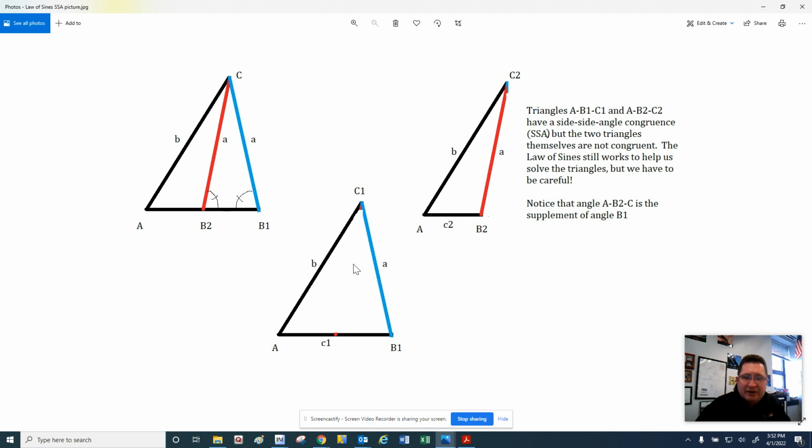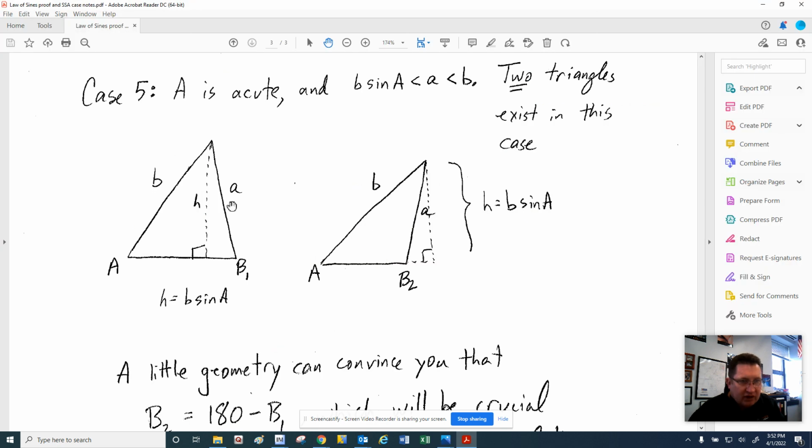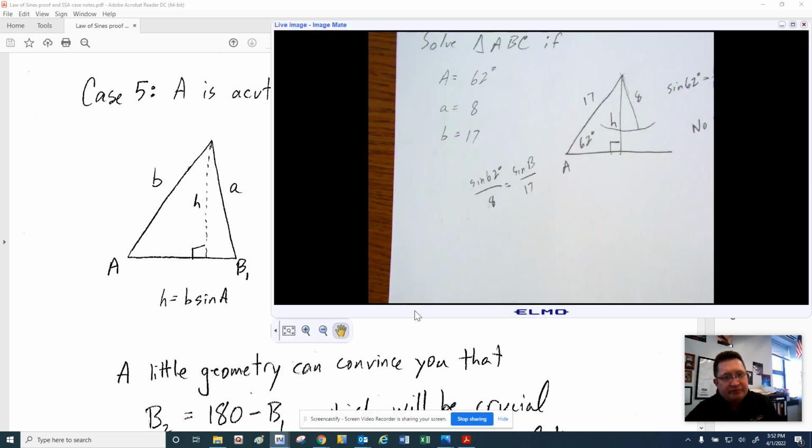And so this is called the ambiguous case of the law of sines. There's two different triangles that exist given this information, angle A, and side B. Okay. And so back to that other document. If little a that they give you is between B sine A and B, then two triangles exist in this case. Okay, and so let's start with an example.